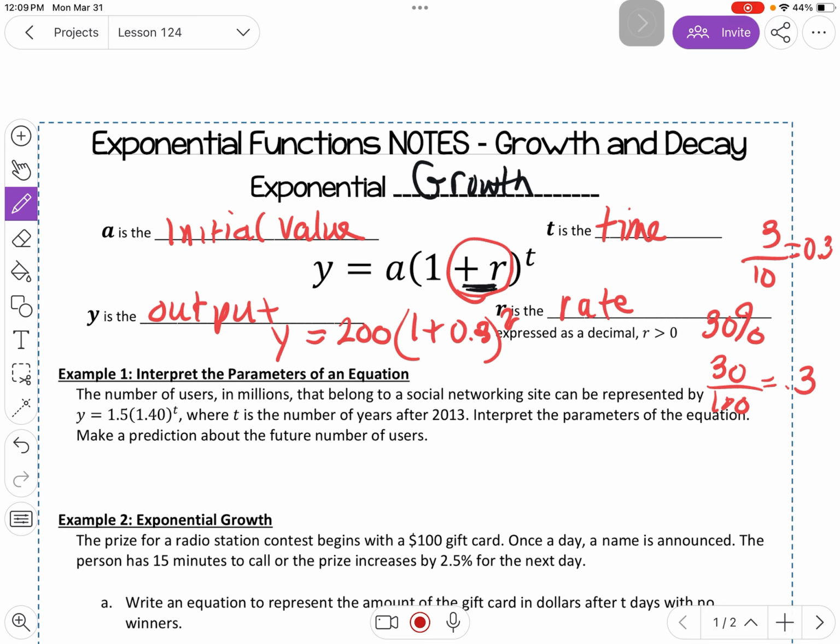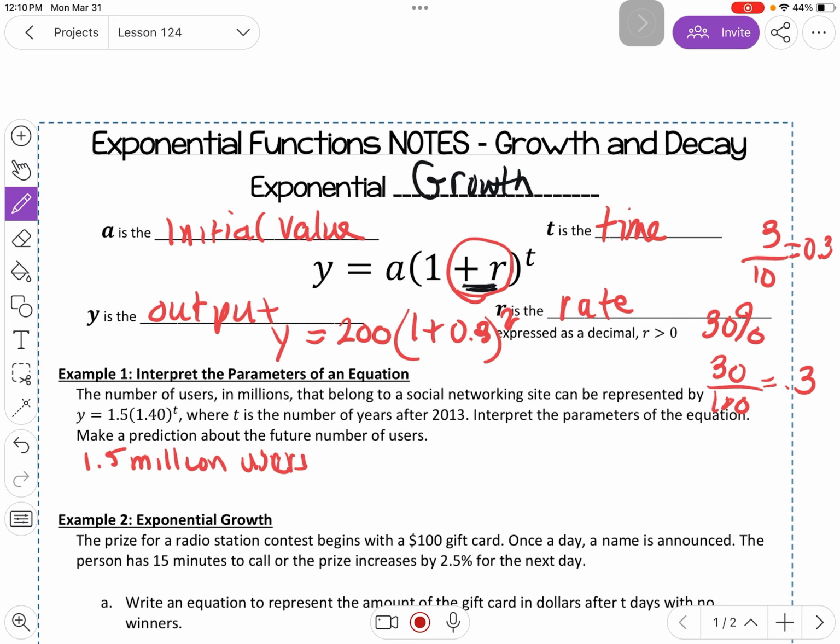So it says the number of users in millions that belong to a social media network site can be represented by y equals 1.5 times 1.4 to the t, where t is the number of years after 2013. So it says interpret the parameters and make a prediction. So here's what I want to make sure you're understanding. The initial value here is that there are 1.5 million users initially.